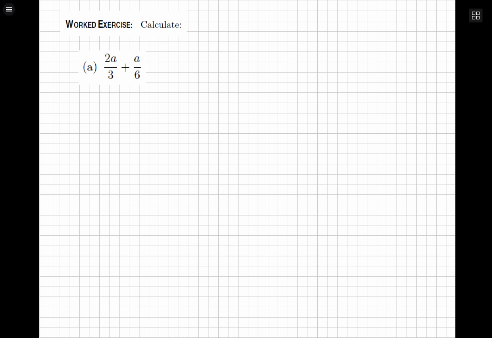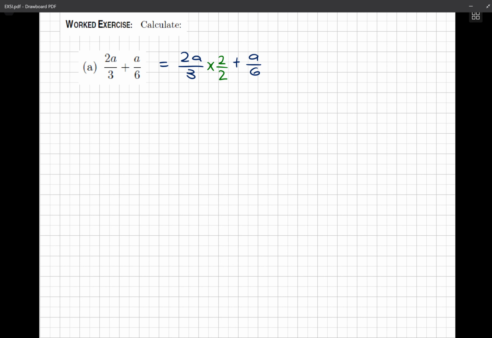The first example in the text is 2a on 3 plus a on 6. Hopefully you've got your thinking cap on and you can see straight away that I'm going to go for a common denominator of 6. To get a common denominator of 6, we need to do a bit of work on the first fraction. We need to multiply it by a fancy version of 1, in this case 2 on 2. Multiplying by 1 is not going to change the value, which is good because we need it to be the same value, but it will change the appearance of it, into one that's more useful for us.